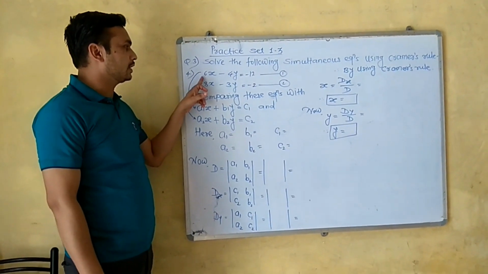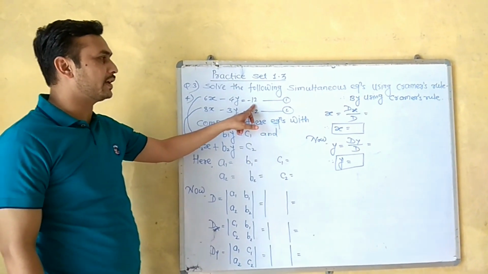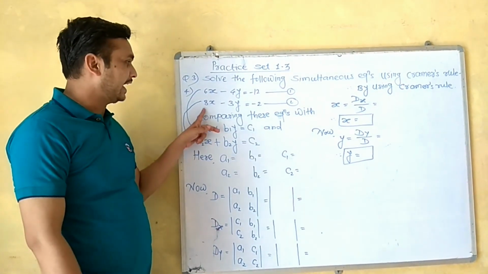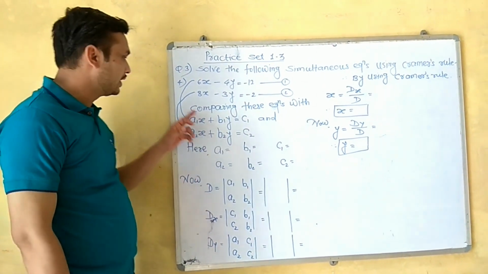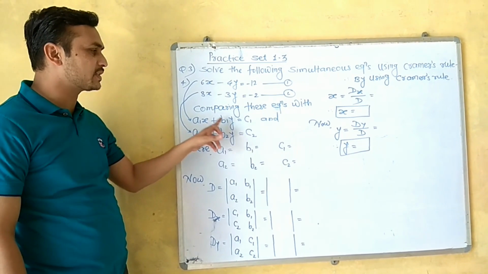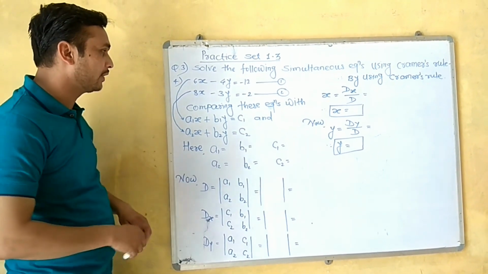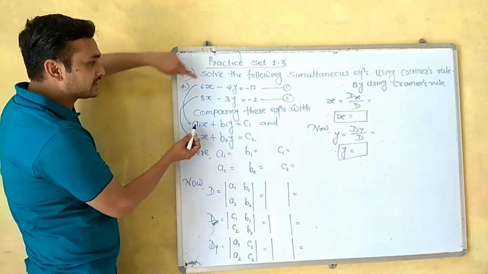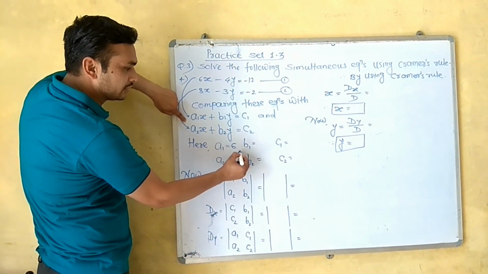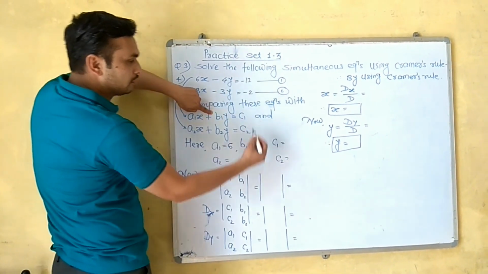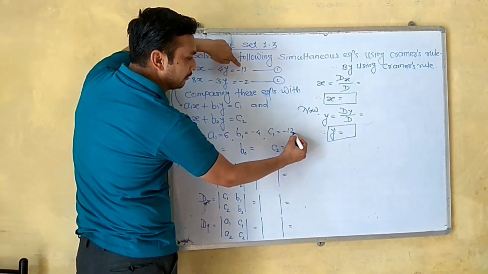Now this example number 4 is similar to the example number 1. 6x minus 4y equals to minus 12, consider as equation 1. 8x minus 3y equals to minus 2, consider as equation number 2. Same steps we have to use, comparing these equations with a1x plus b1y equals to c1 and a2x plus b2y equals to c2. So here a1, now compare this first equation with this one. So a1 equals to 6, b1 equals to minus 4 and c1 equals to minus 12.